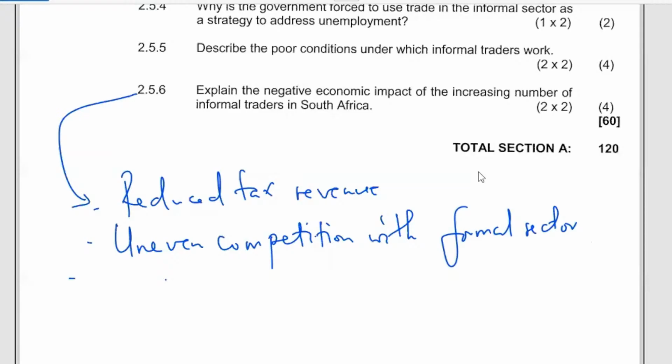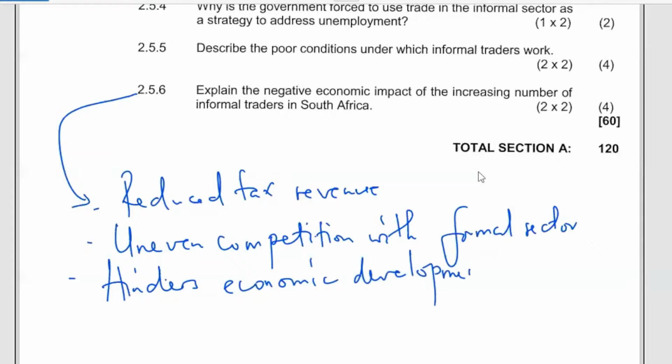And also, we can say it can hinder economic development, mainly for the reason that they lack access to capital. The informal businesses usually lack access to capital, and for that reason, they cannot effectively expand their businesses. They will keep operating as small businesses, and for that reason, they cannot contribute effectively towards economic development. That is going to negatively impact.